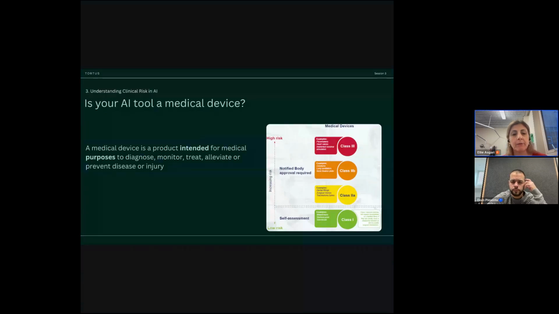So I think this is one of the most important slides, about the assessment of the medical device. Most, all AI technologies would fall into some sort of medical device. And the definition of the medical device is really important. Whatever tool you're using, whether it's software or hardware, it needs to be a product that is intended for a medical purpose: to diagnose, monitor, treat, alleviate, or prevent disease or injury. This definition is the key factor in what tool you're using and how that tool is going to be regulated.